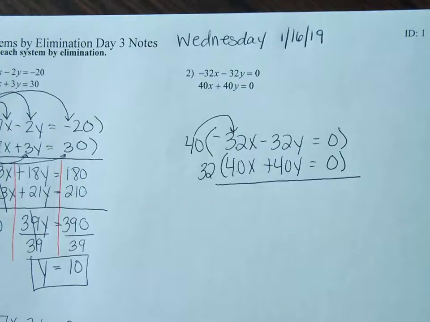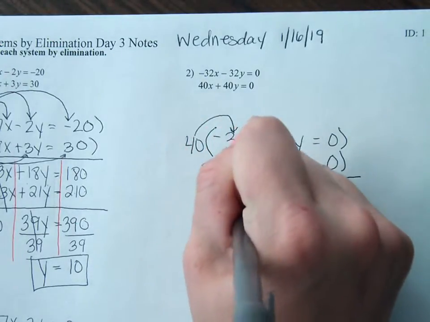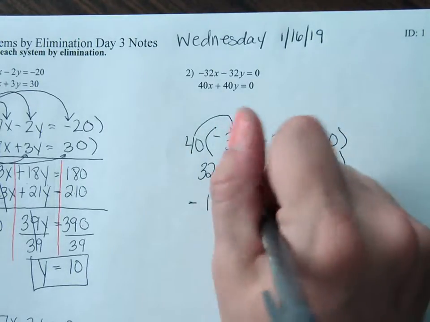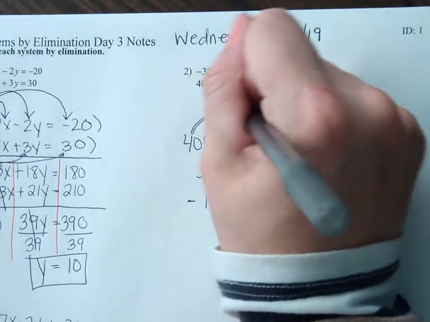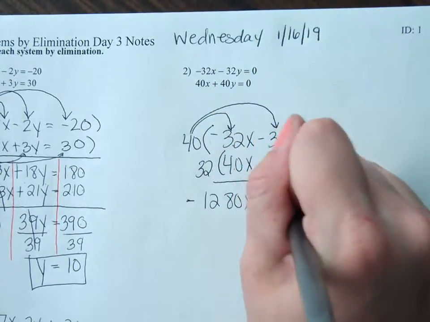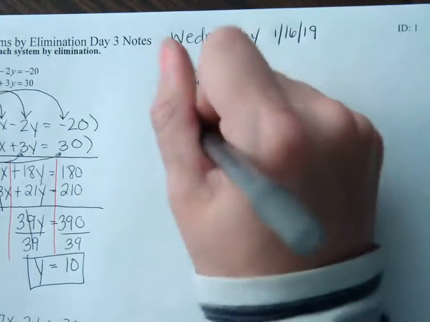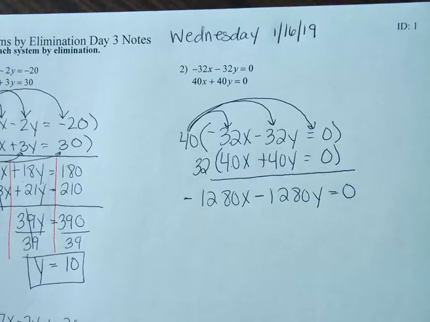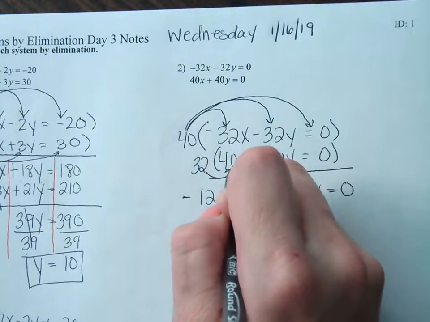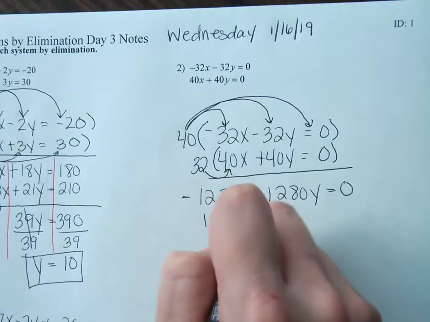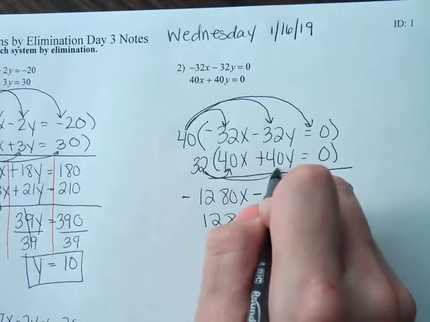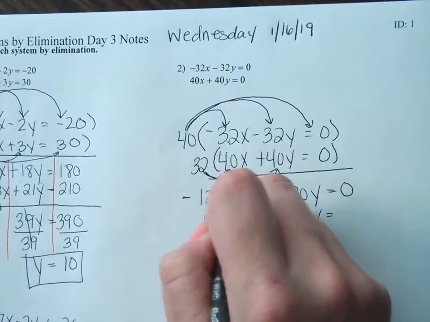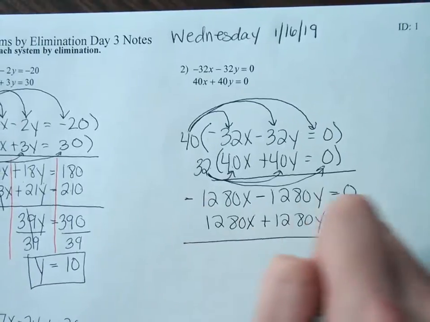So 40 times 32 is 1,280x. That's a negative 32x, so that's negative 1280x. Minus 40 times 32y is 1280y equals 40 times 0 is 0. Now we do the second equation. 32 times 40x is 1280x. 32 times positive 40y is a positive 1280y equals 32 times 0 is 0.